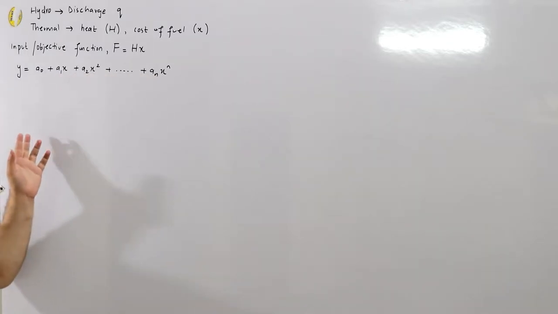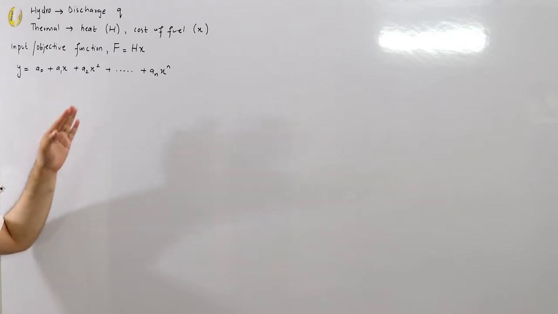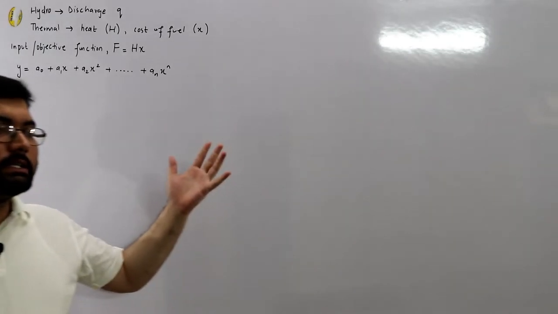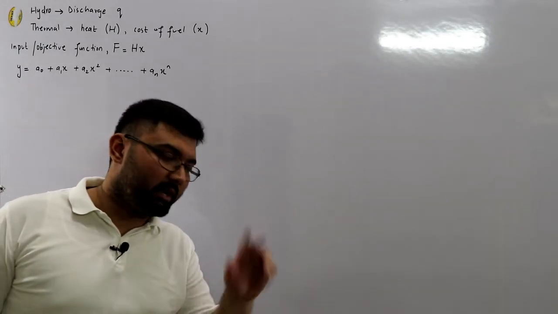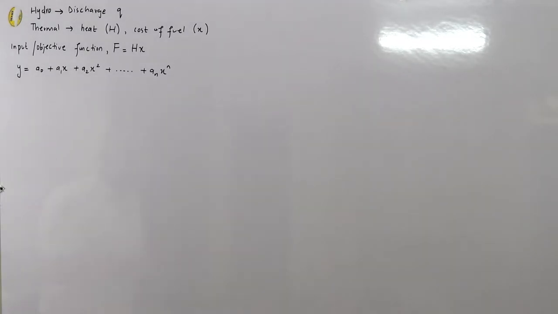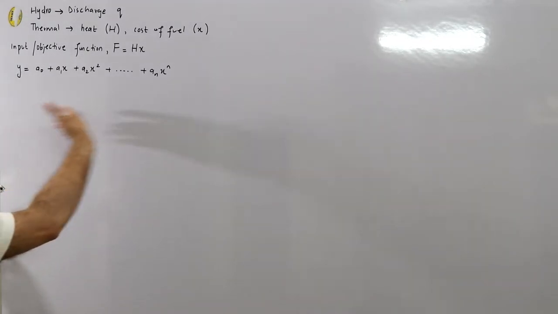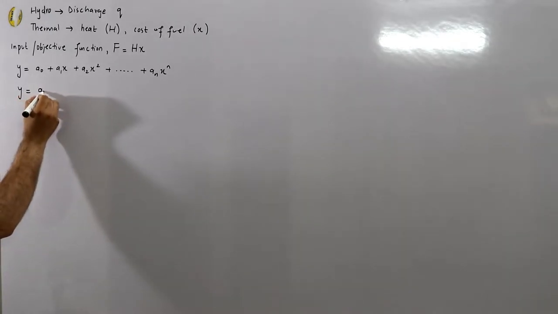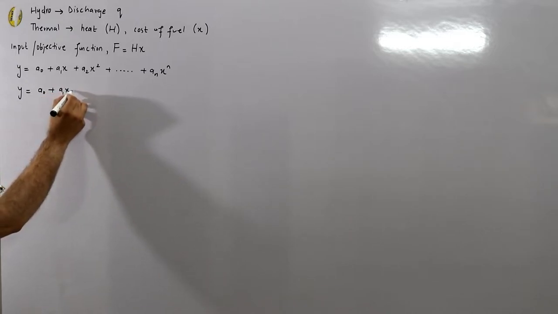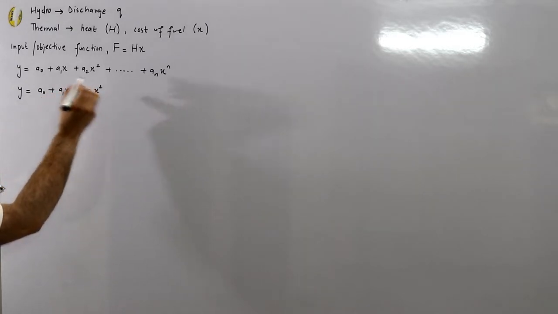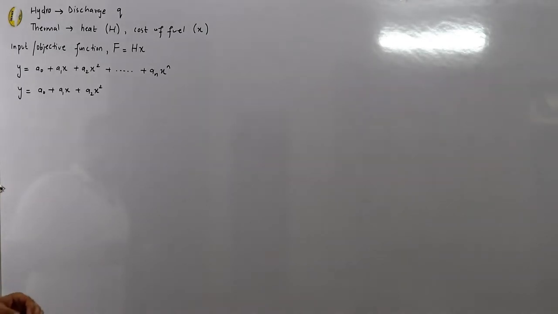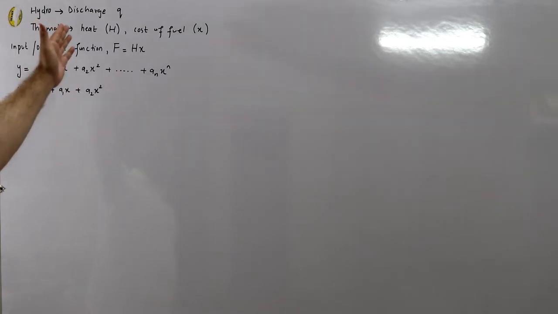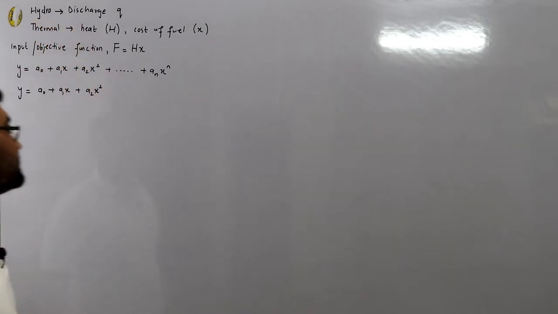In this, a naught, a1, a2 are the constants, x is the independent variable, and y is the dependent variable. The constants decrease by a specific formula, by division by factorial. These are mathematics things, you know it better than me. a naught is the greatest, and then it decreases by division by factorial. So we'll just do it till the second order: a naught plus a1x plus a2x squared. With this equation we will represent our hydro system as well as our thermal system.